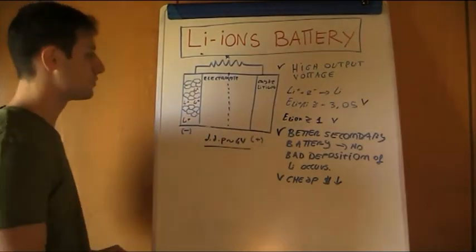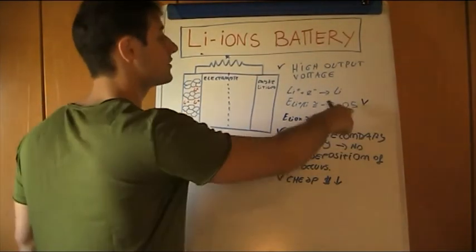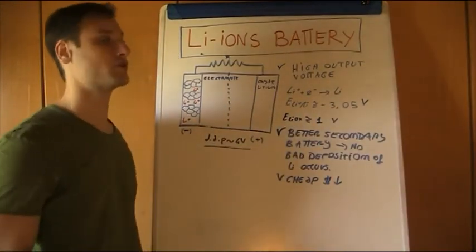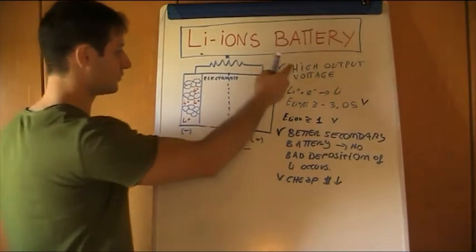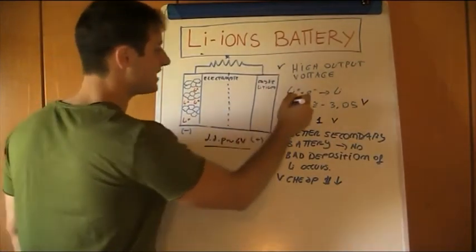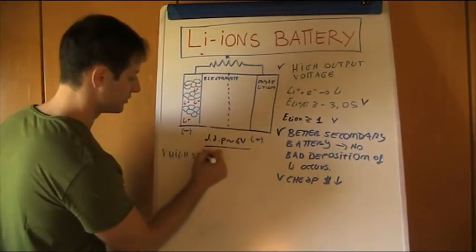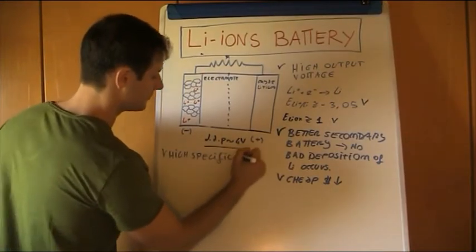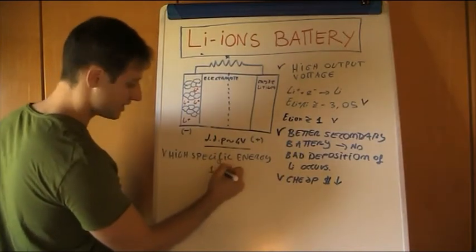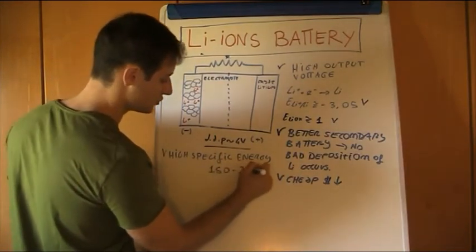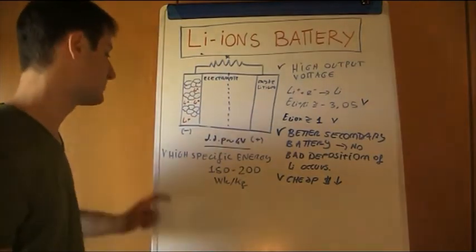And then it's important to say that since lithium is not only a strong reducing agent, but is also lighter with respect to other types of devices, we are not only looking at something having a high voltage, but also a high specific energy. And the value of the specific energy in this case is from 150 up to 200 watt-hour per kilogram. So quite a big specific energy.